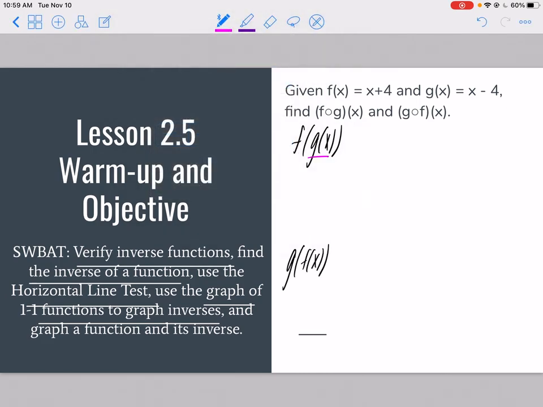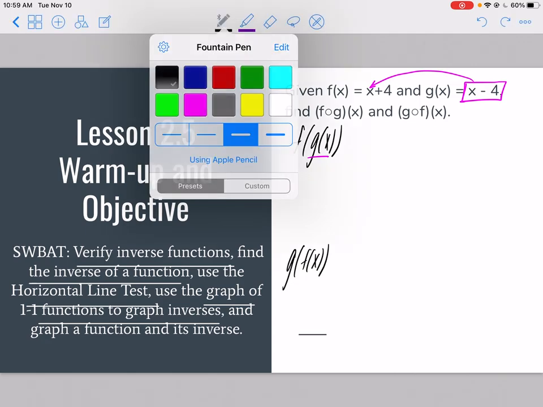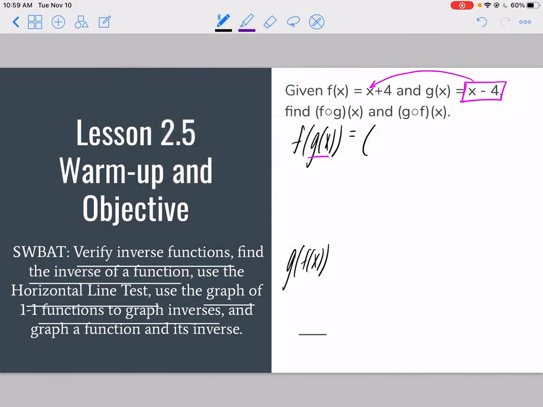One thing that sometimes helps me is to underline or put a box around what function is going in within the other function and where it's being replaced. So I'm replacing the input in function f of x with this entire thing. Instead of x plus 4, I'd get this entire expression for g of x, so x minus 4, all of that plus 4 on the outside. That should be a plus sign. And then we simplify. So minus 4 plus 4 gives you 0, and we're just left with x.